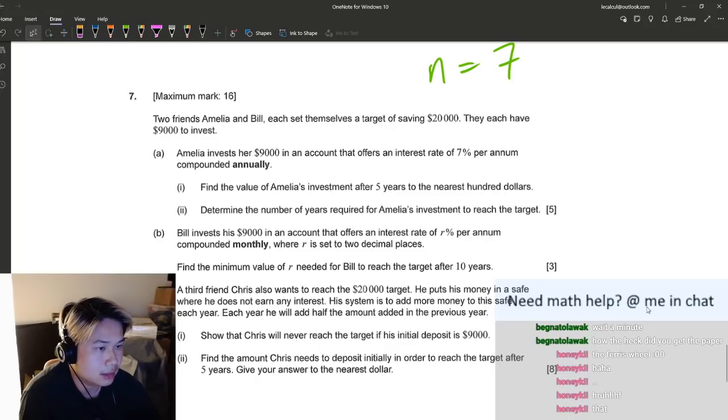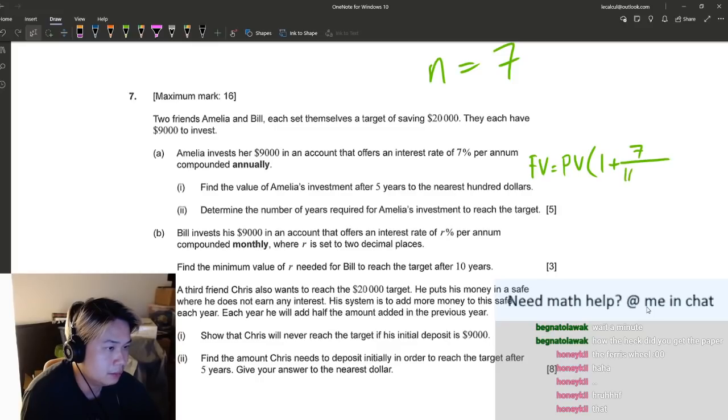Okay, so we can just use the formula. Future value is the present value times 1 plus the annual interest rate divided by 100, and also the compounding period per year. But because she gets it annually, that's just 1. And then this is going to be to the power of the time, which is 5 years, times the number of compounding periods, which is, again, once a year. So punch this in a calculator, and then we can find out how much money she has.